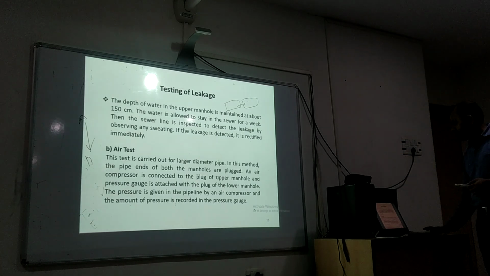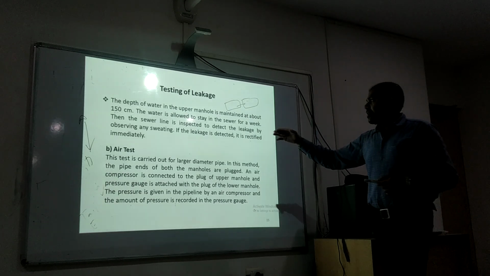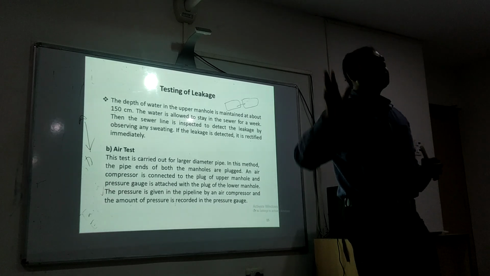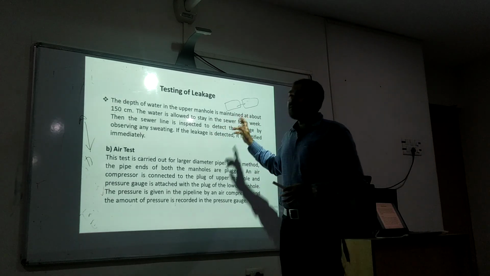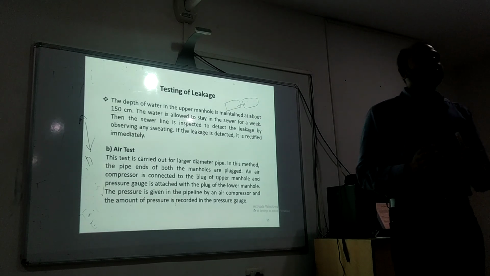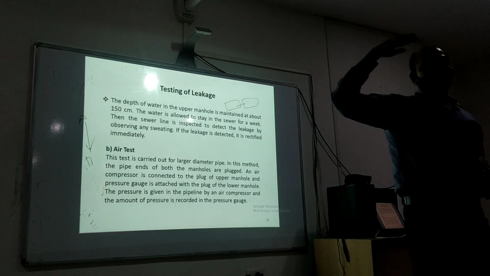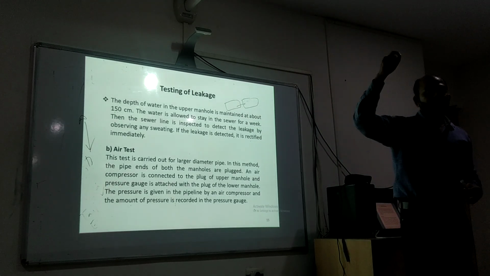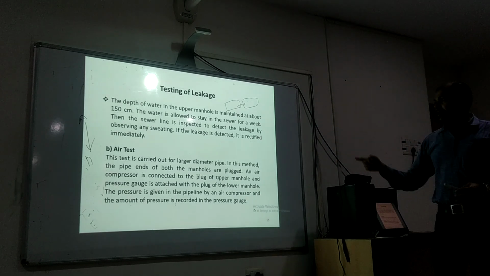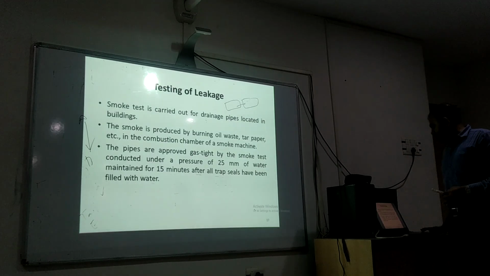The depth of water in the upper manhole is maintained at about 150 centimeters. The water is allowed to stay in the sewer for a week. Just imagine, ऐसा नहीं है कि 10 मिनट में टेस्ट करिए. No, water is allowed to stay for as long as a week. एक week तक water stay करता है, कहीं भी लीकेज होगा तो definitely leak out होगा. Or at least for 2-3 days we allow water to stay inside. If there is leakage at any point, water will leach out from that point, and that point has to be repaired. ठीक है ना?